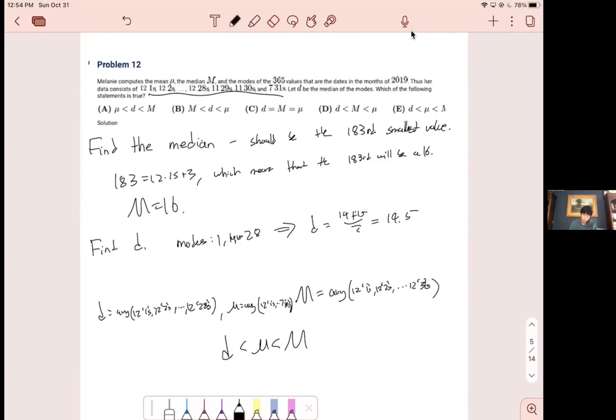Why is this? Well, you get from D to mu by adding a bunch of 29s, 30s, and 31s to the averaging. So D is less than mu. And you get from mu to M by filling out the last couple of 31s. As you add 31s on the high end, the average will go up. So D is less than mu, which is less than M. And that's this choice over here.